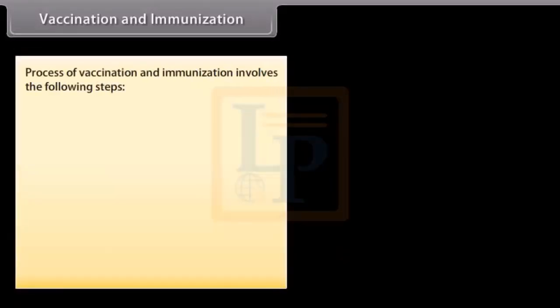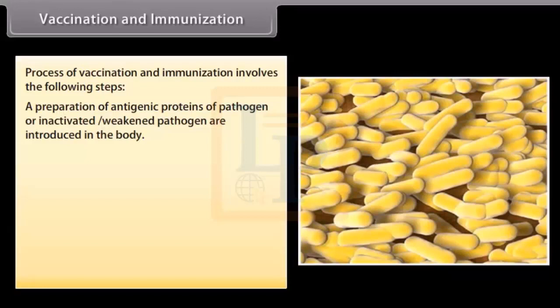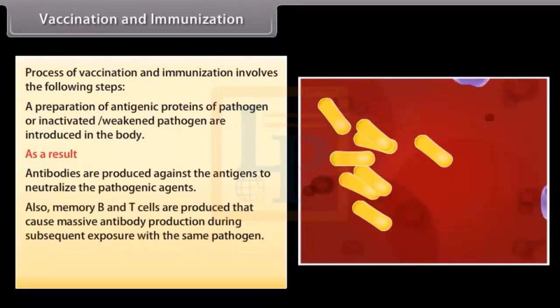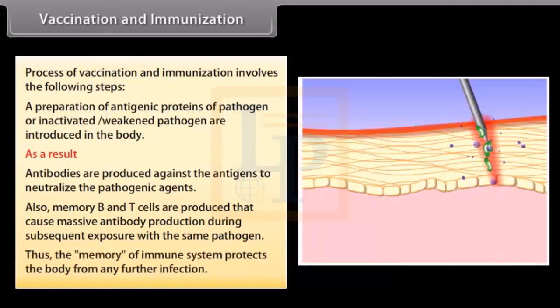The process of vaccination and immunization involves the following steps. A preparation of antigenic proteins of the pathogen or inactivated weakened pathogen is introduced in the body. As a result, antibodies are produced against the antigens to neutralize the pathogenic agents. Also, memory B and T cells are produced that cause massive antibody production during subsequent exposure to the same pathogen. Thus, the memory of the immune system protects the body from any further infection.